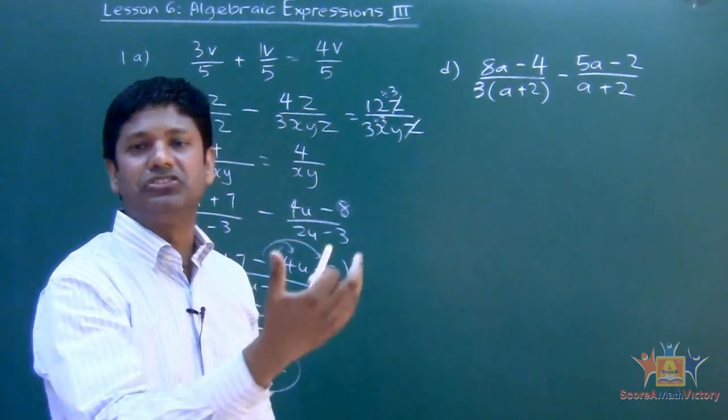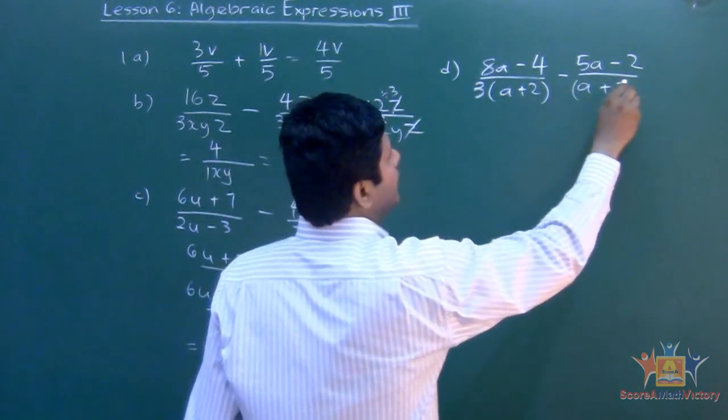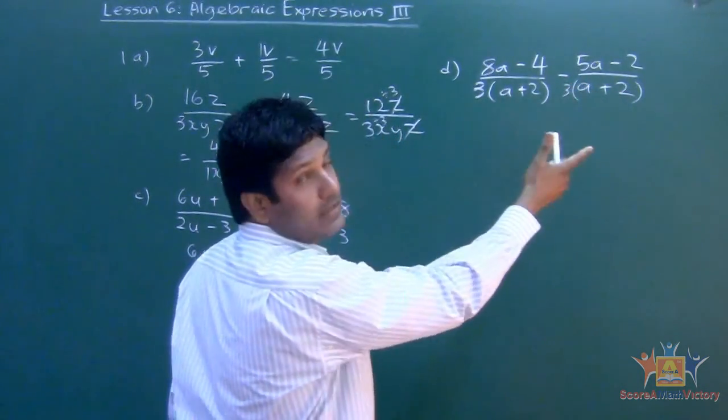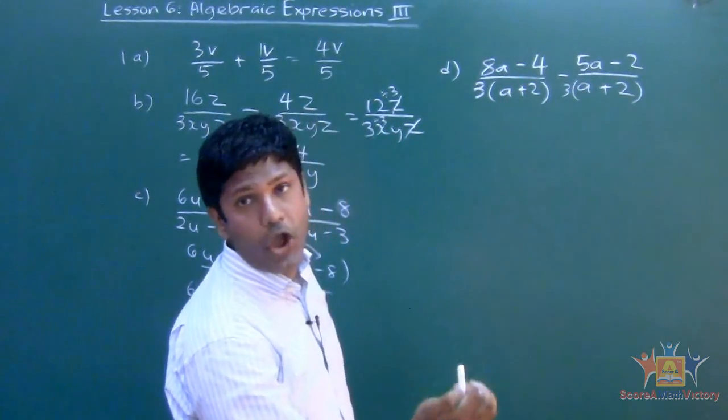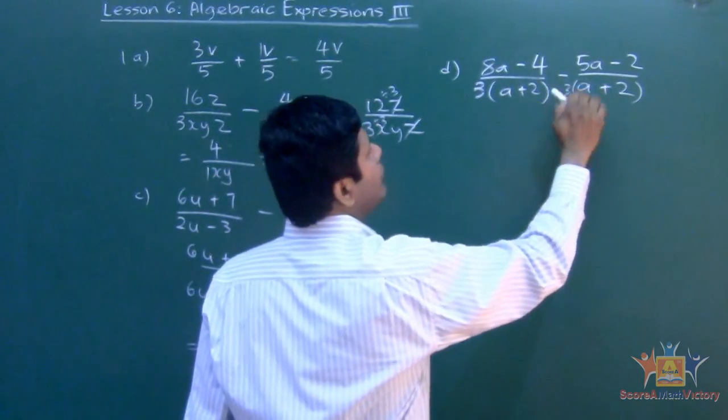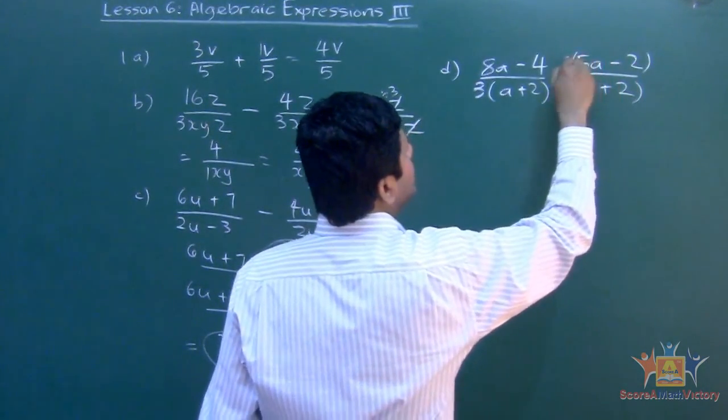So what do we do? Just multiply this one by 3, so that way it will become common. See, that now looks the same, isn't it? But can I just leave it like that? No, because if I multiply this by 3 in the denominator, I have to do the same thing with the numerator.